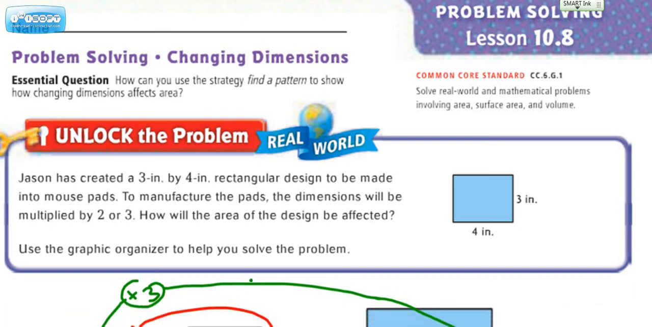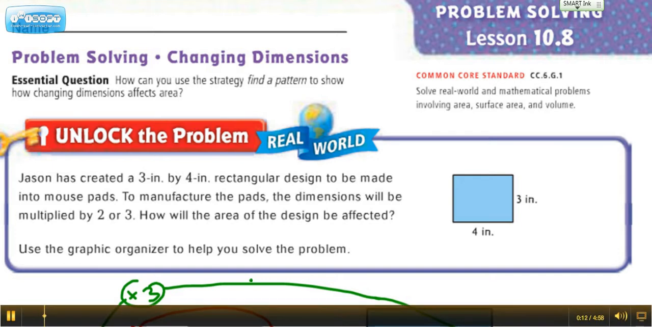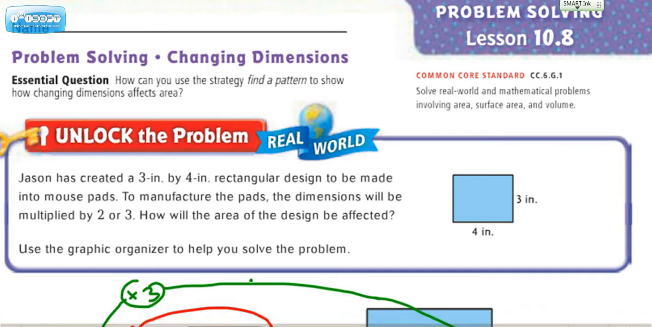We're going to look at the following problem. Jason has created a 3-inch by 4-inch rectangular design to be made into mouse pads. To manufacture the pads, the dimensions will be multiplied by 2 or 3. How will the area of the design be affected?